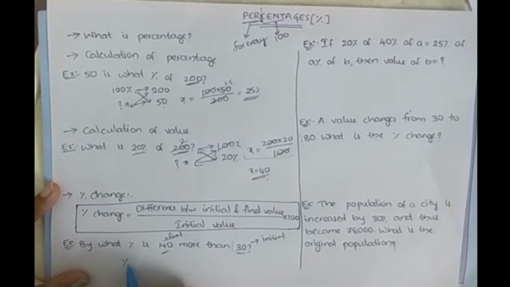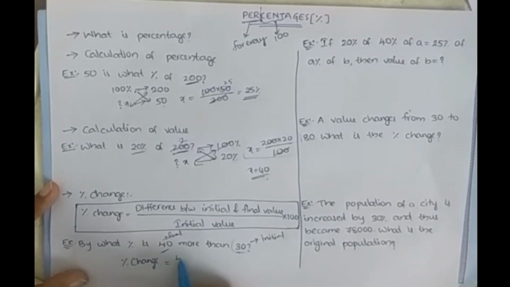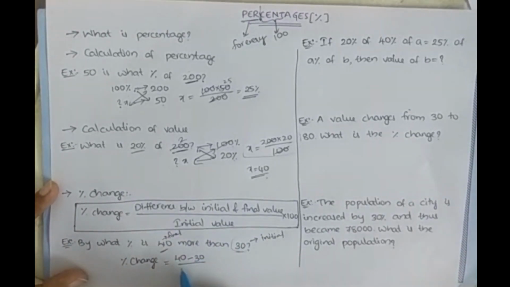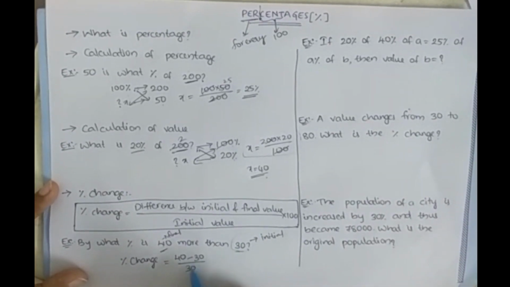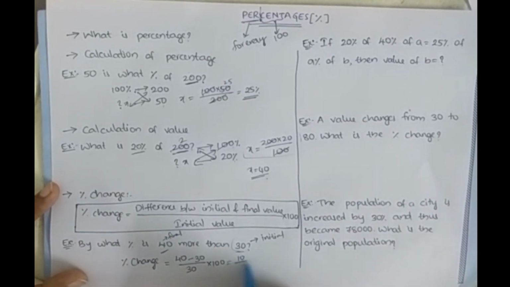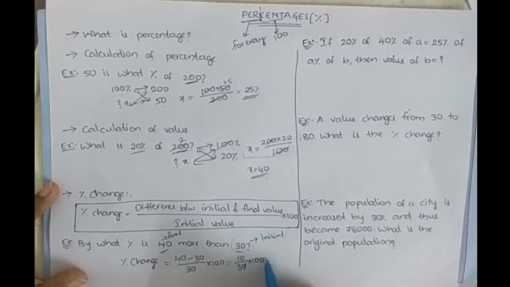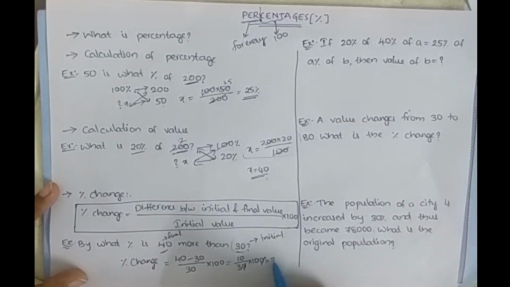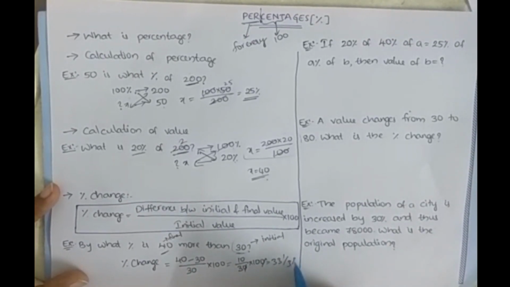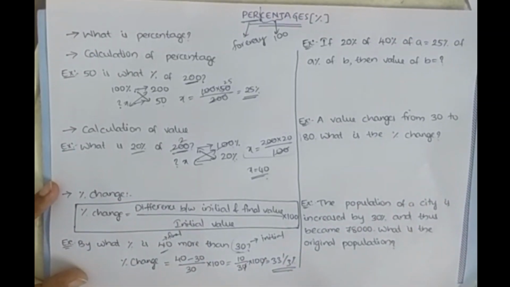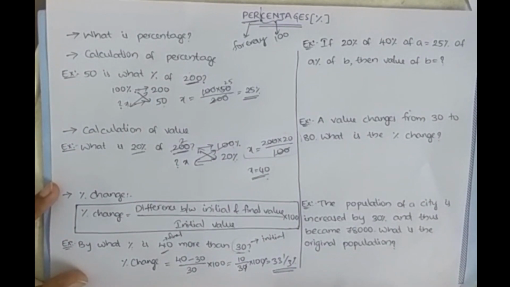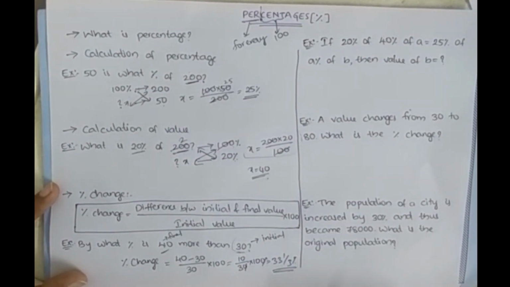So when you calculate percentage change, it gives 40 minus 30, the difference between initial and final values, by initial value, which is 30, into 100. That is 10 by 30 into 100, which gives 100 by 3, that is 33 1 by 3 percentage. Fine. So let us go to another example.